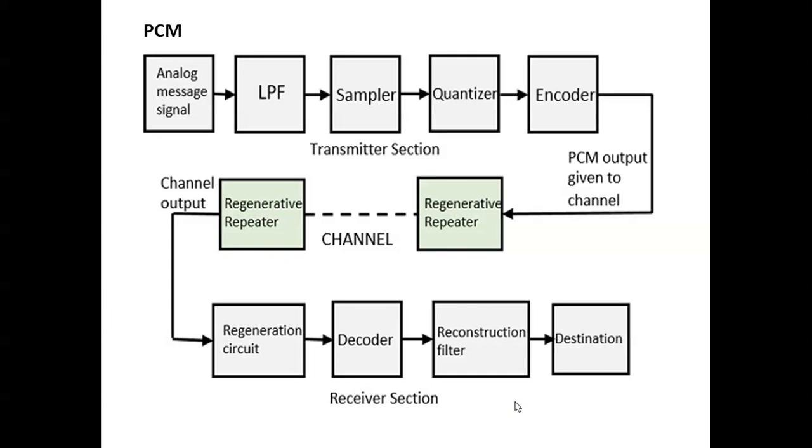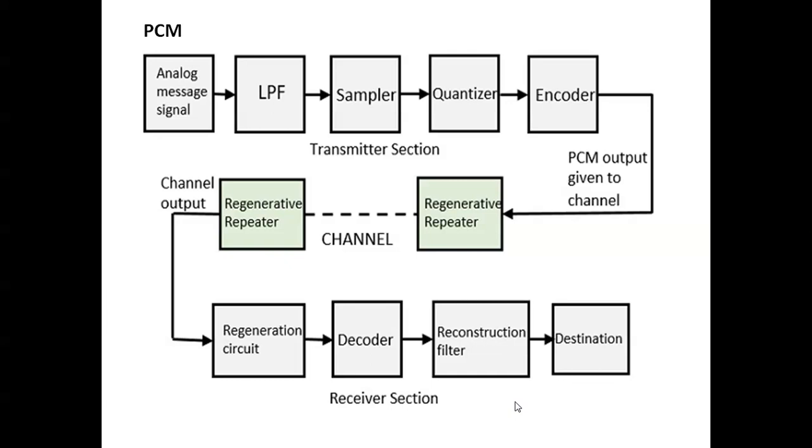So low pass filter, sampler, quantizer, and encoder. The sampler takes samples of the input signal. Then the quantizer quantizes the signal so that it is approximately equal to the input signal. What is sampling? Sampling is taking a piece of data from the whole data. Then encoding, and finally you get the PCM output, which is sent to a channel.